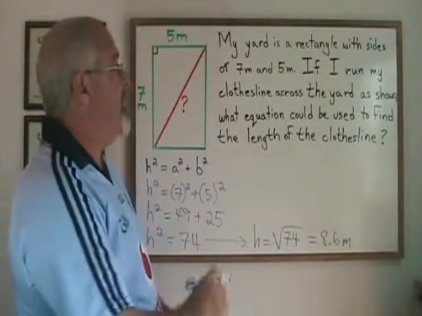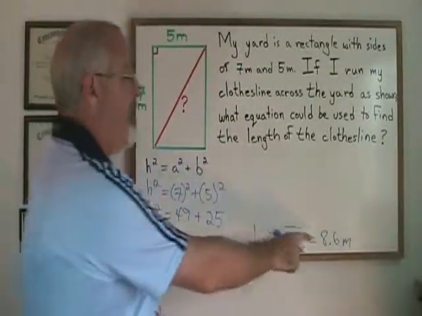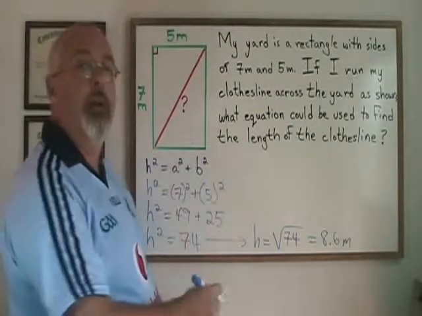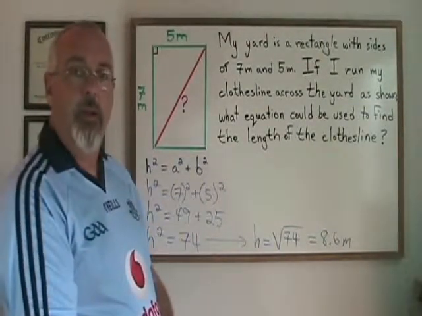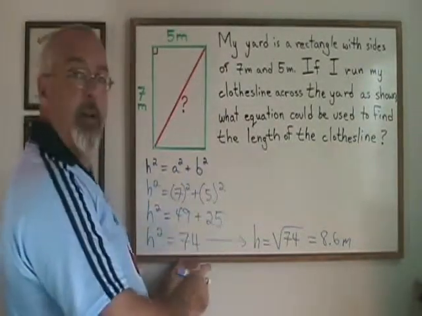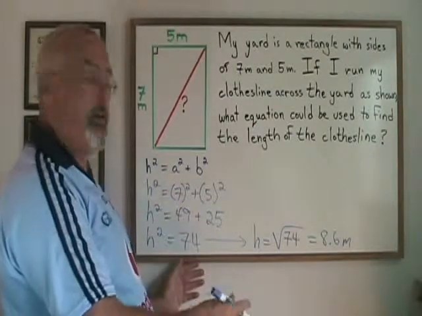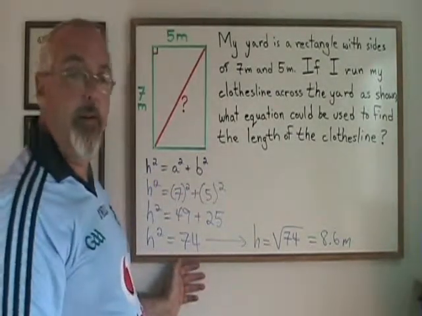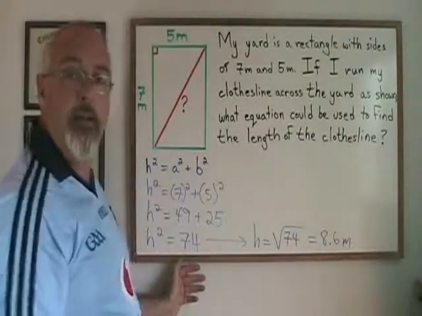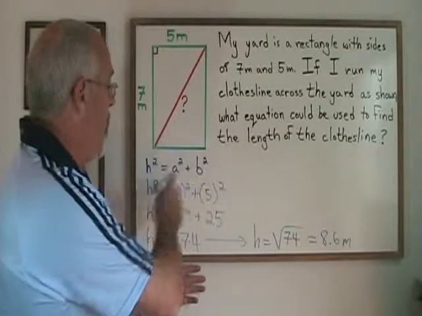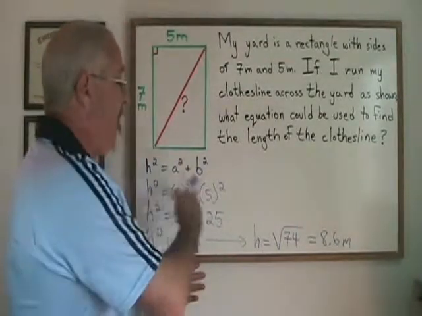But the student here is not being asked to find the length of the clothesline. The student is being asked to find an equation that could be used to find the length of a clothesline without simplifying, without calculating. The closest thing I have written down yet that would answer the question is this here. h squared is equal to 7 squared plus 5 squared. I have not simplified these numbers. I have just merely plugged them into the equation, and if I were to continue on, I would get the right answer.